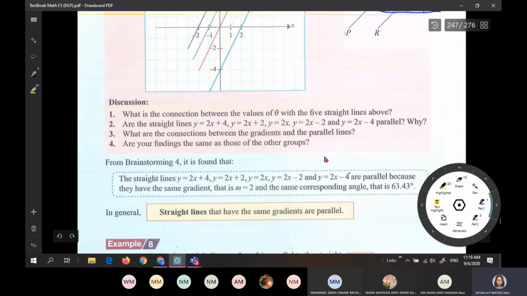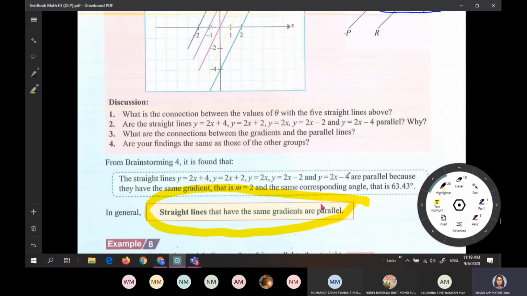So the thing that we want to prove here is, all the straight lines have the same gradients. When they have the same gradients, they are actually parallel to each other. So if you have the same gradient, the straight lines are parallel. Tu je. This is something for you to remember.